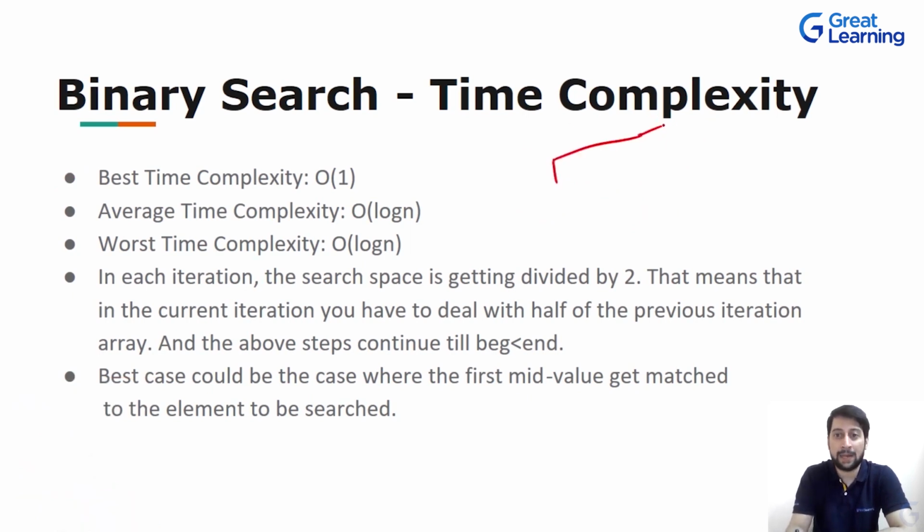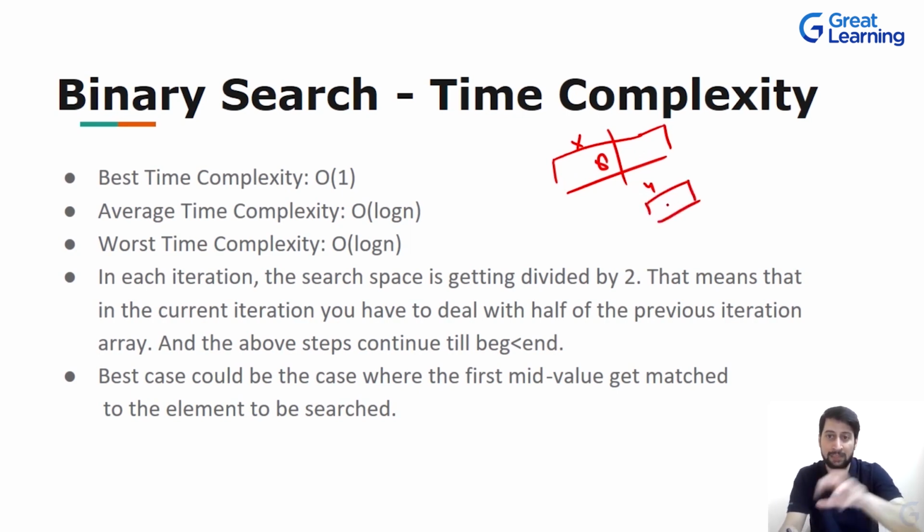So it follows a paradigm of divide and conquer. Let's suppose you have 8 elements in the array. It will be divided into 4, because these 4, either on the left side or on the right side, will be neglected. And then we focus on these things, okay?